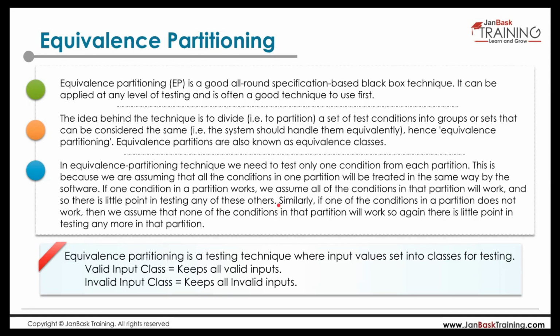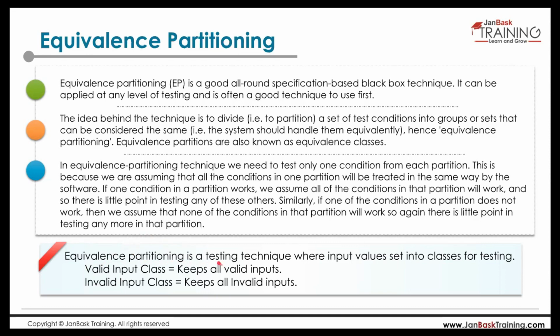It doesn't make sense that if you have been given a range of 1 to 100, you test all the values from 1 to 100 for that particular field, right? So what you do is treat all the inputs from 1 to 100 as equivalent. You pick any one of the values from 1 to 100 and check the software. It should treat all the values from 1 to 100 as equivalent.